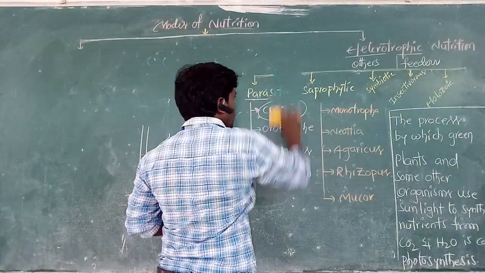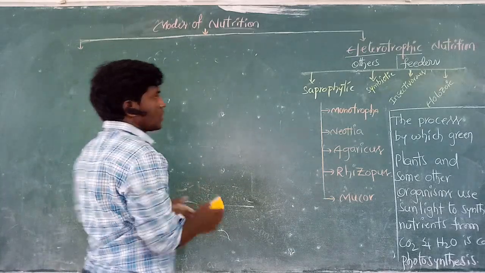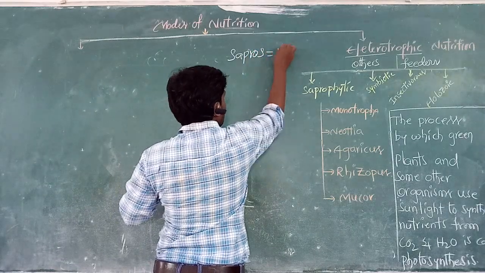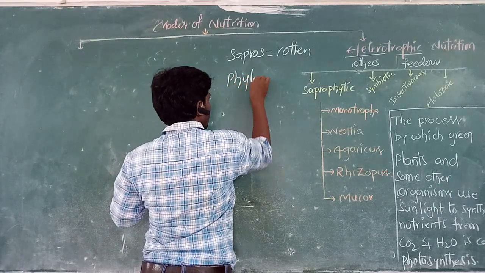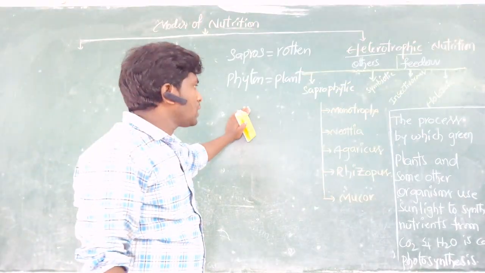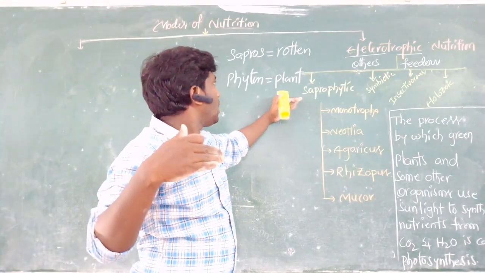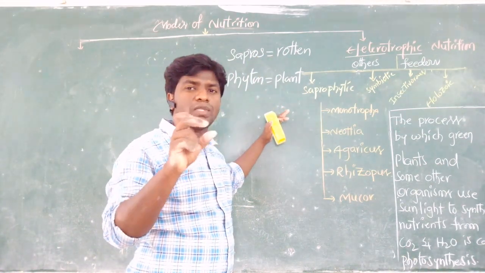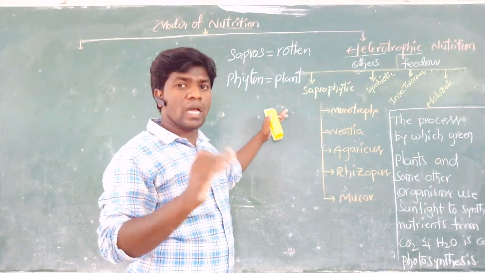And next, coming to saprophytic nutrition. Sapros means rotten, phyton means plant. So these saprophytic plants will eat rotten, that is, dead and decaying matter. So organisms which depend on dead and decaying matter are called saprophytic nutrition.